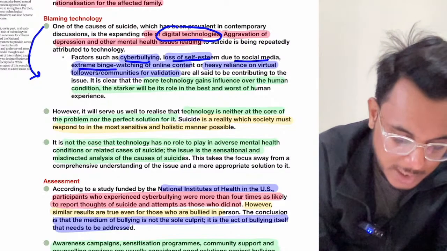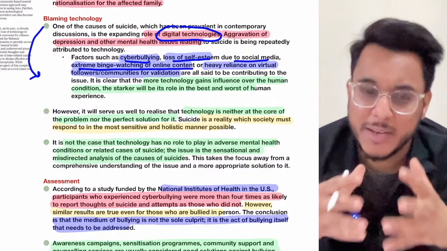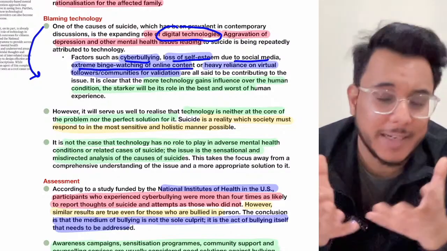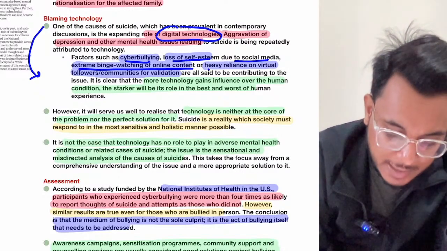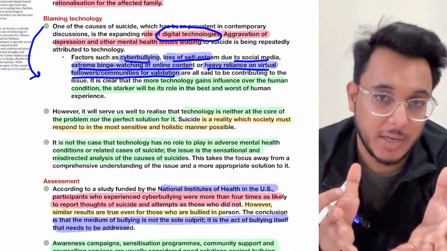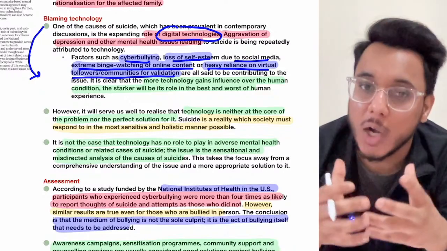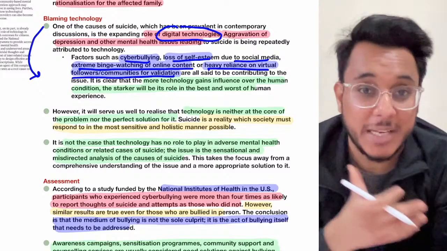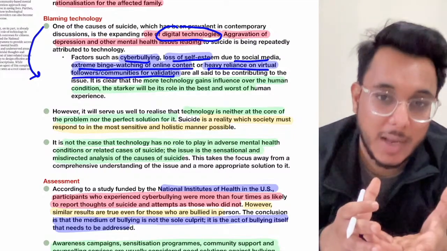After that, extreme binge watching of online content. You are binge watching and then you feel guilty that you have wasted your entire day. Heavy reliance on the virtual world, virtual validation. Is it clear or not? You are always thinking that you should get appreciation from outside, virtual validation.